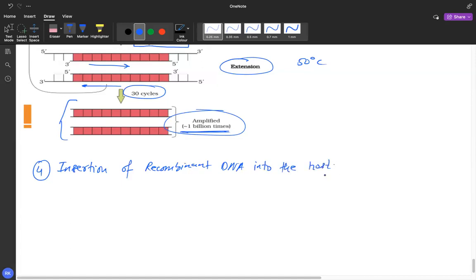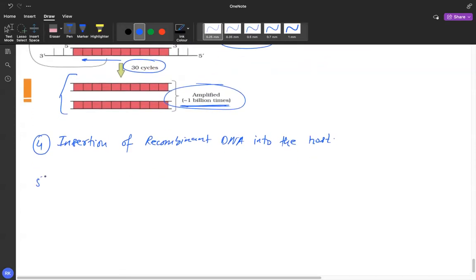How will we do that? For that, we have to make the host competent. And I taught you there are 4 ways to make the host competent. Depending on which cell we are using as our host cell, we will make them competent. And because our plasmid will also contain a selectable marker gene, we can also identify which of the cells have been successfully transformed and which have not been. So this point is clear, insertion of recombinant DNA? Yes.